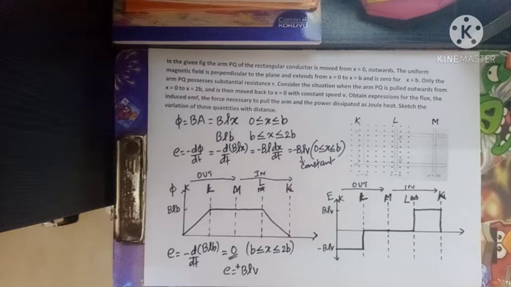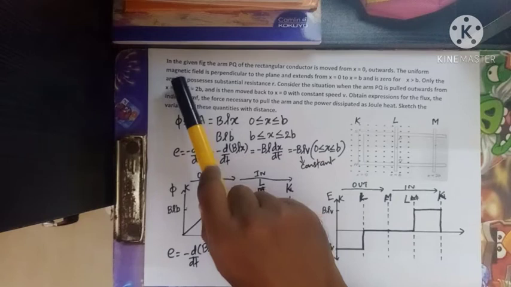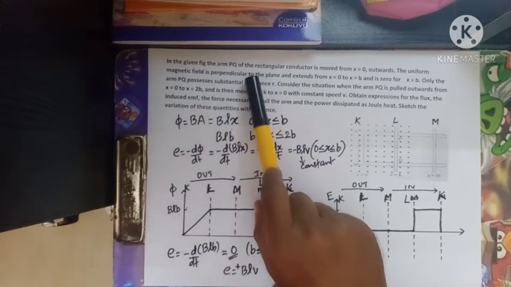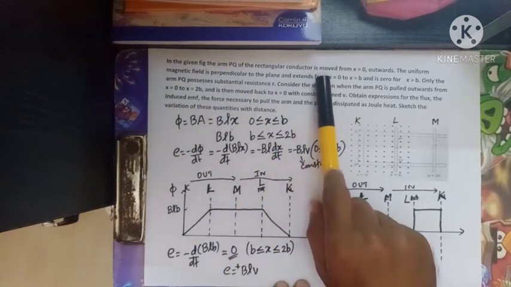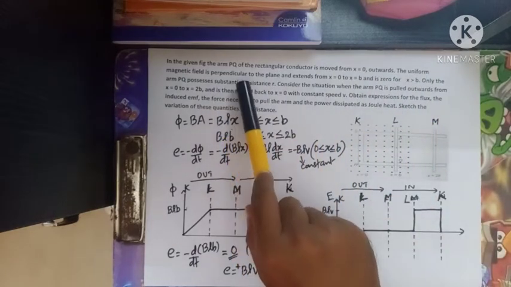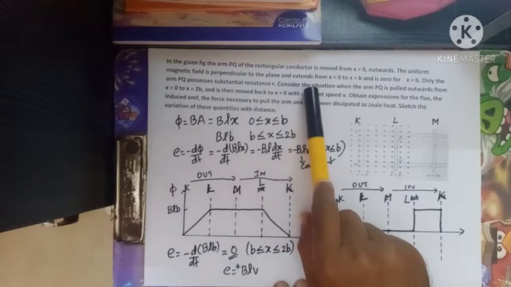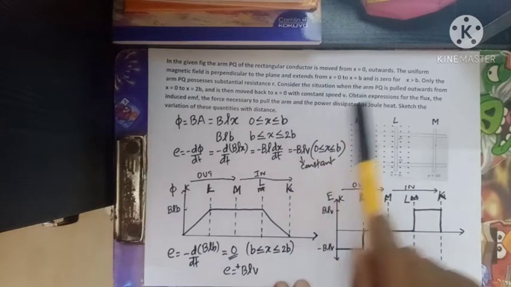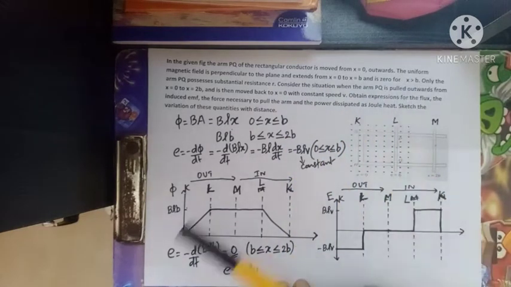Today we have a problem in electromagnetic induction. So I'll read the problem. In the given figure, the arm PQ of the rectangular conductor is moved from x equal to 0 outwards. The uniform magnetic field is perpendicular to the plane and extends from x equal to 0 to x equal to b and is 0 for x greater than b.